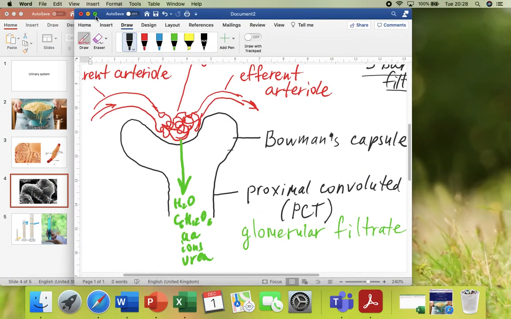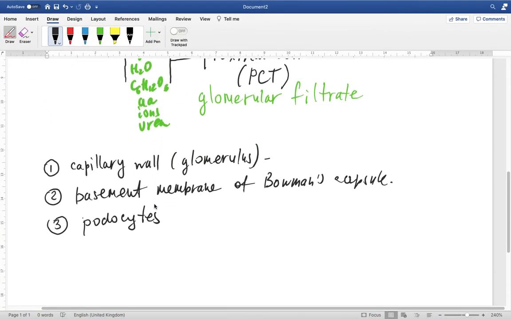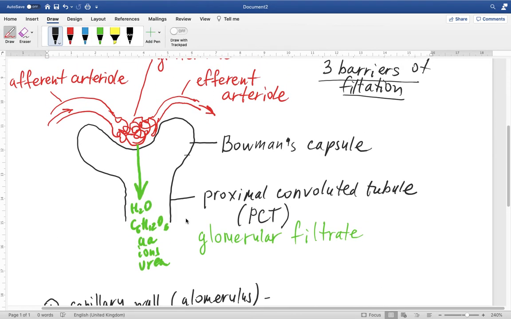Okay, so let me go back to this list. So essentially what you have then is not just one barrier, but a series of three stages of filtration. So you're really, really making sure that only the right molecules are going to end up inside Bowman's capsule. So let's therefore think about it together.